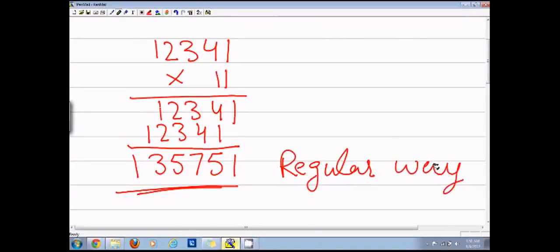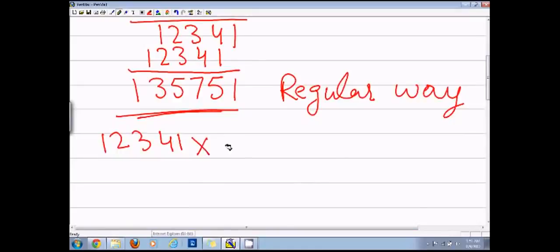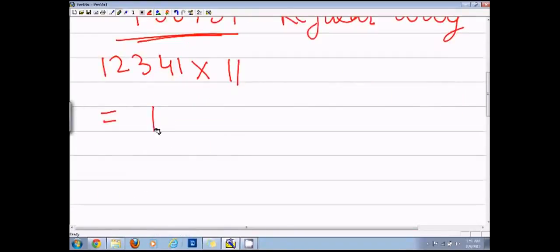Now we can skip all this writing and approach this problem in a different way. Suppose we have 12341 and we want to multiply it by 11. I will write 1 here and then add 1 and 2, that is equal to 3, then add 2 and 3, that is equal to 5, then add 3 and 4, that is equal to 7, then add 4 and 1, which is equal to 5, and then write 1 in the end.